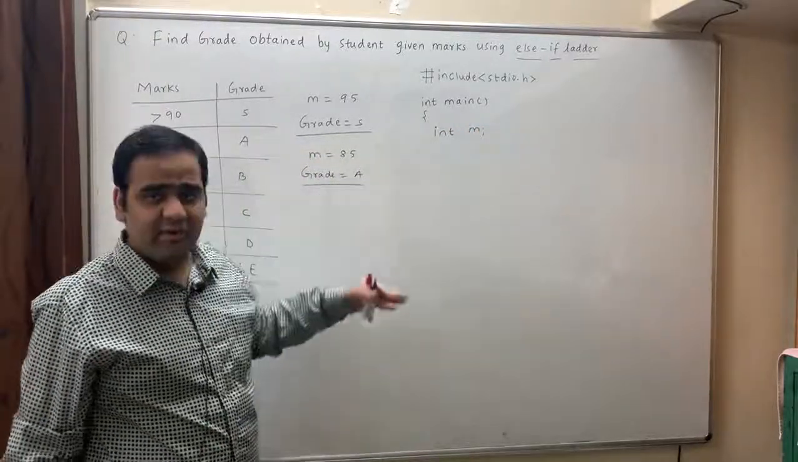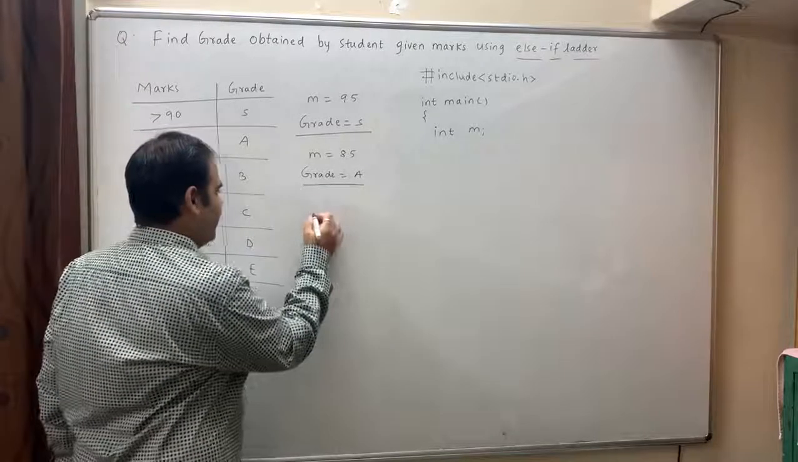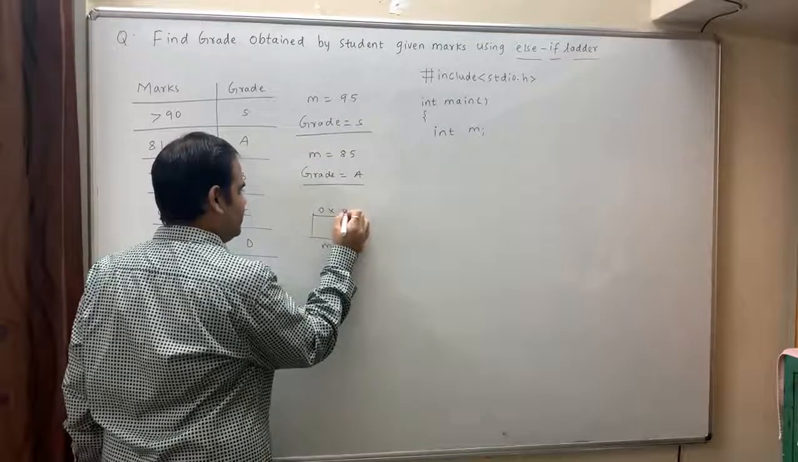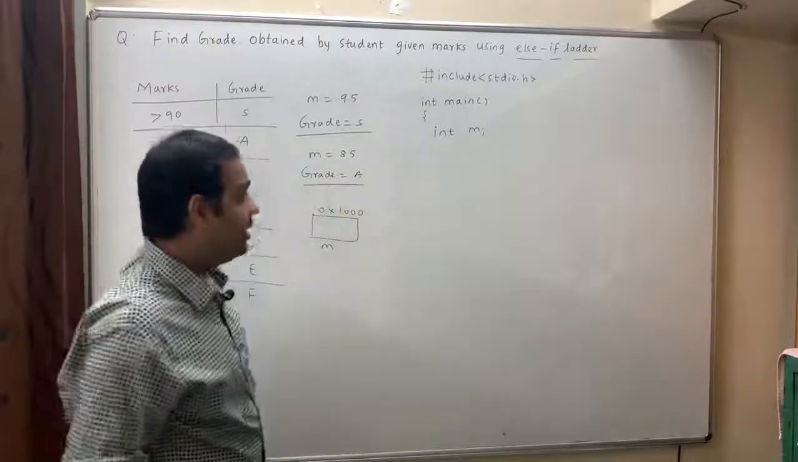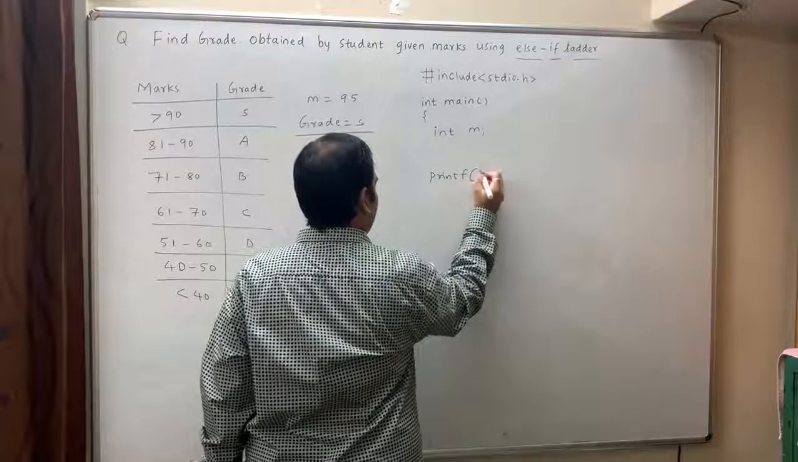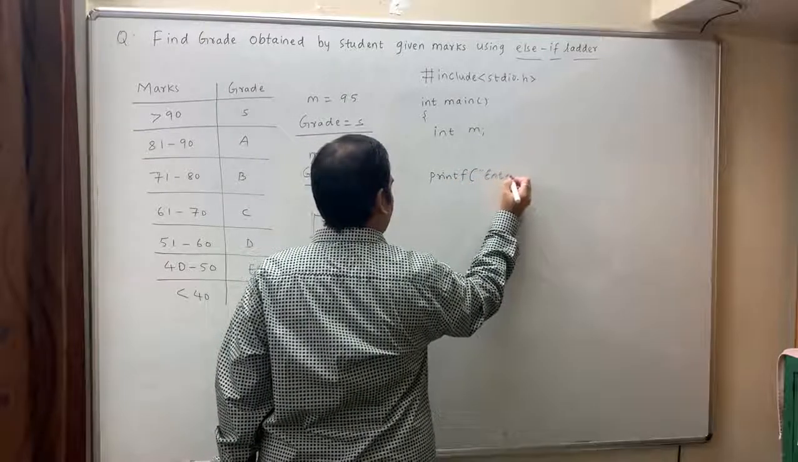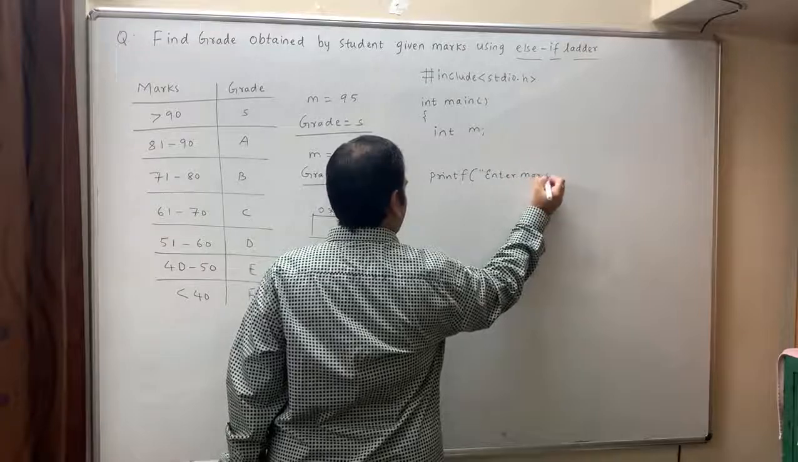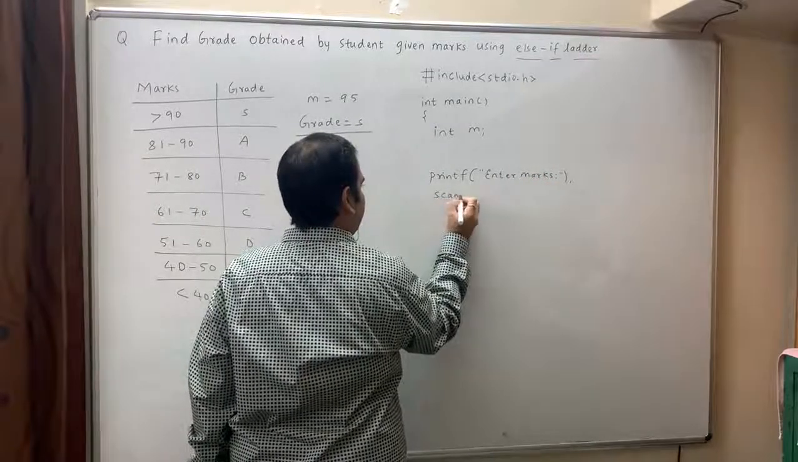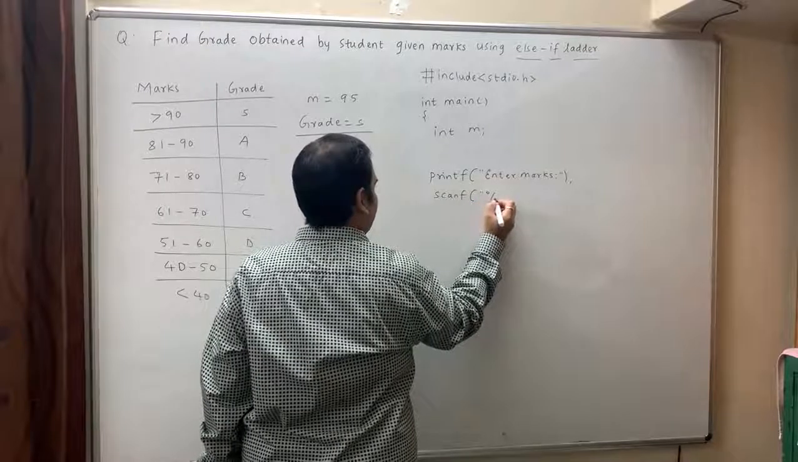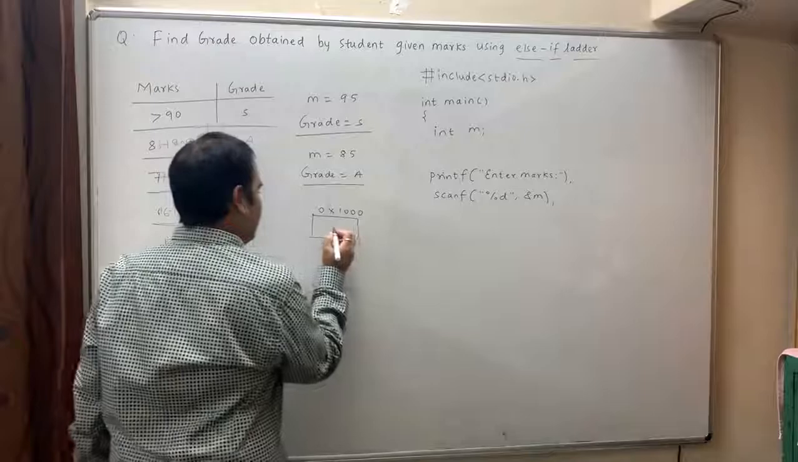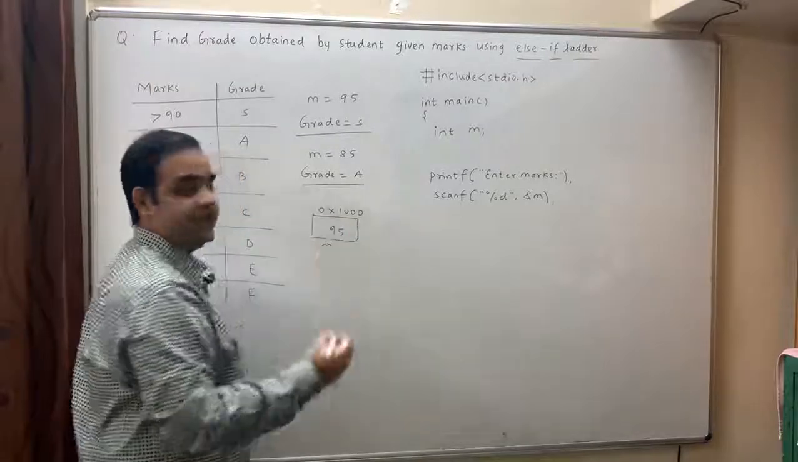Now you have to read the value of m. Now this is the variable m that is being created. Let the address of this be say 0x1000. You have to read the value of m. Here we say printf enter marks. Okay, I say enter marks, and where do we read marks? We read the marks in variable m. scanf %d &m.